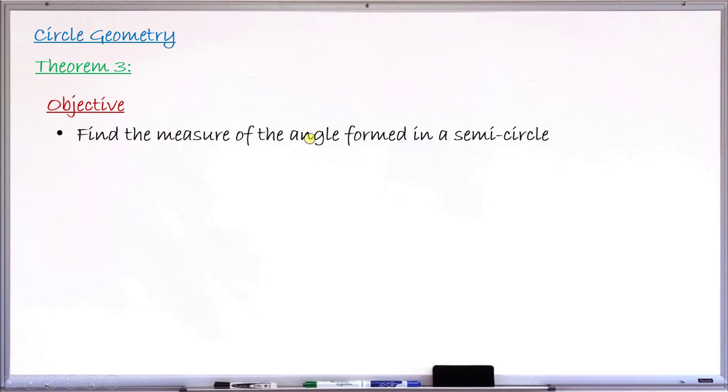Today, in continuation with your main topic, that is circle geometry, we are going to take the third theorem. So let's begin. After completing the lesson today, my dear student, you'll be able to find the measure of the angle that is formed in a semicircle. This is what I hope you'll be able to do after completing the lesson today.